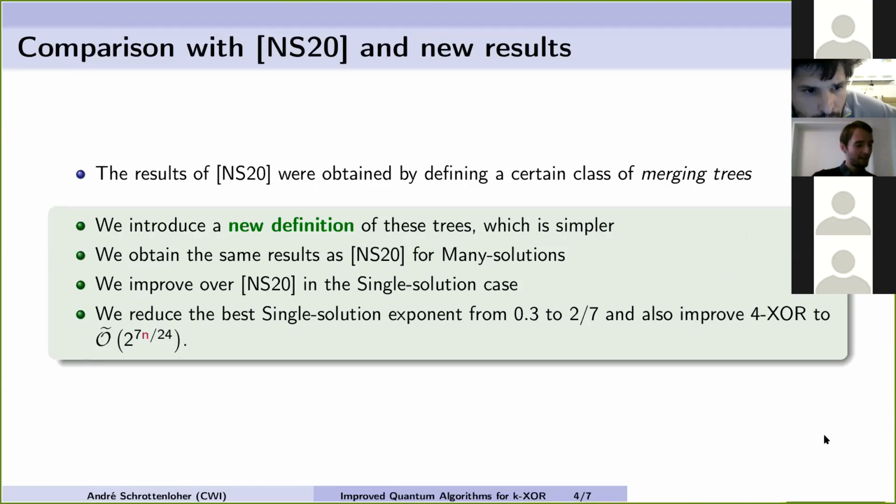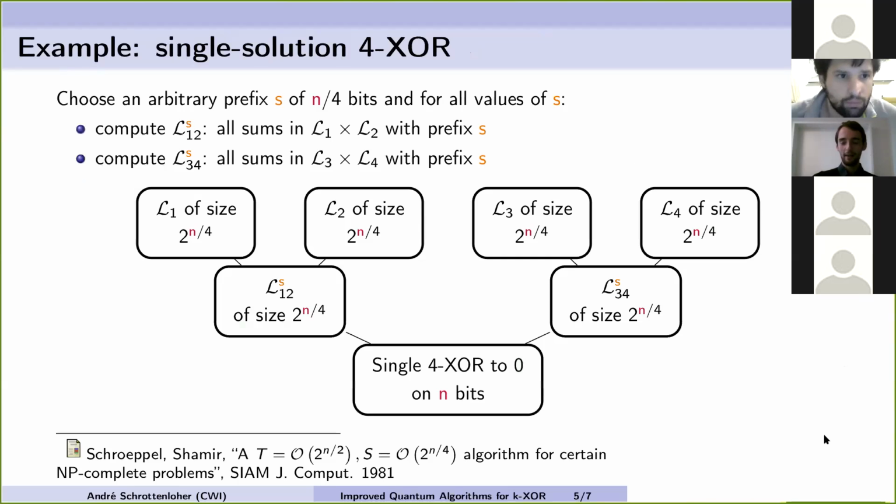Since I have 1 or 2 minutes left, I'm going to explain this 4-XOR example very briefly. It's actually a very simple algorithm, a bit deceptively simple. What you do in the classical setting is you start from these 2 to the n over 4 data, and you want to find the tuple that XORs to 0. So we're going to choose an arbitrary prefix of n over 4 bits. And something that is really easy to do is, from 2 lists, take all the sums of elements which have this prefix s.